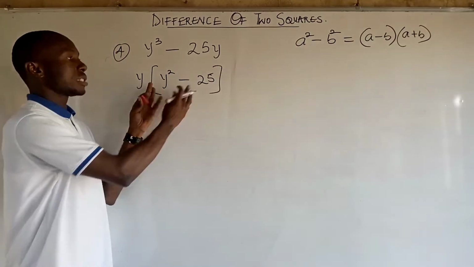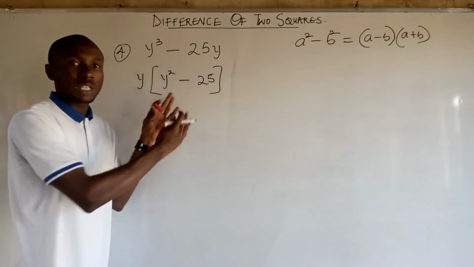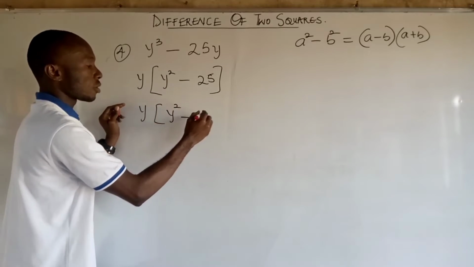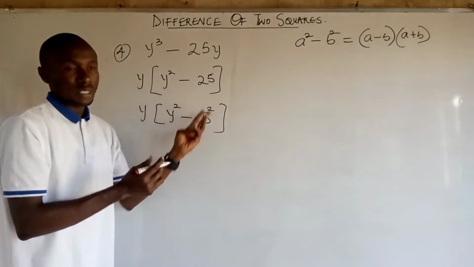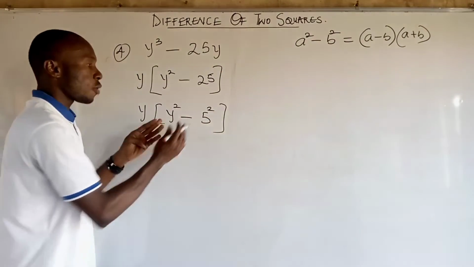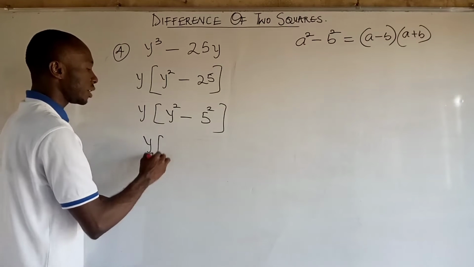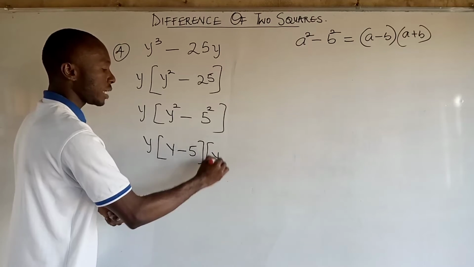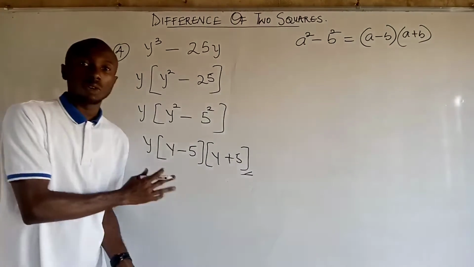Now you can see that these can easily be put in the form of a square, and 25 can be written in powers of 5. So we have y into y squared minus 5 squared, because 25 is still the same as 5 squared. Now we can go about applying the idea of difference of two squares. So we have y into y minus 5 and y plus 5. This is the answer to question number 4.